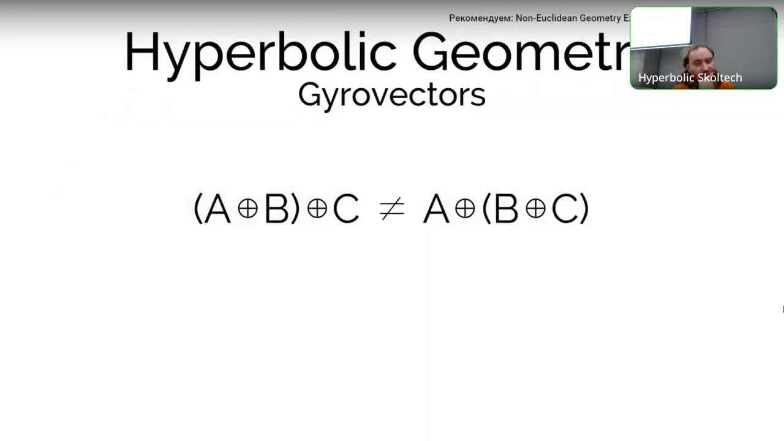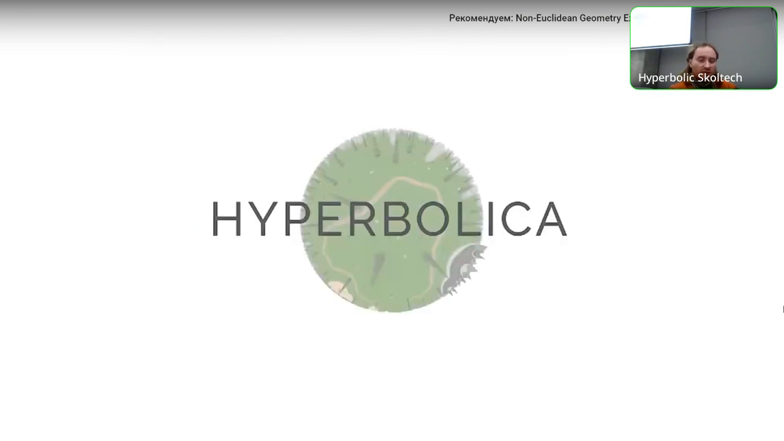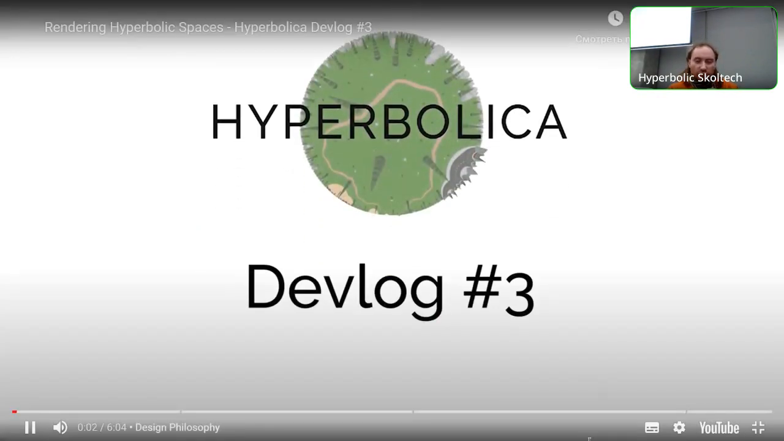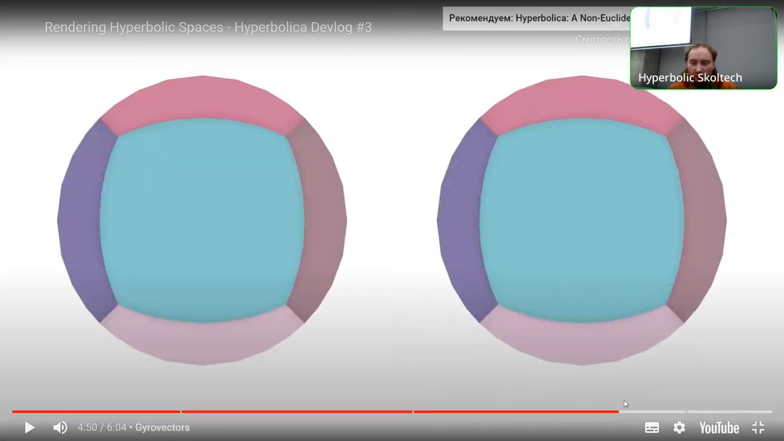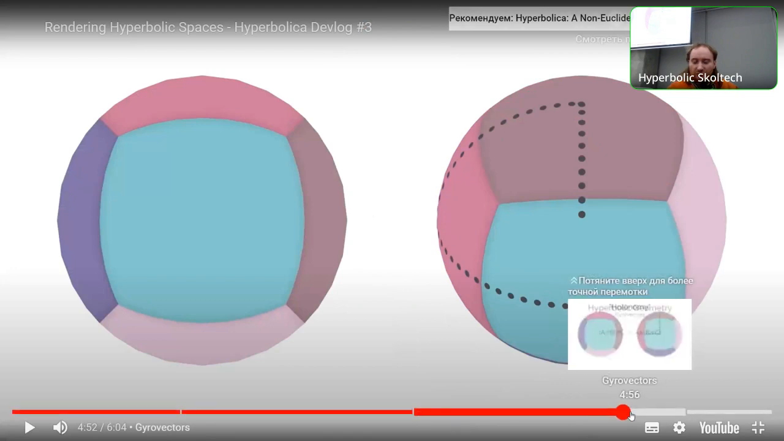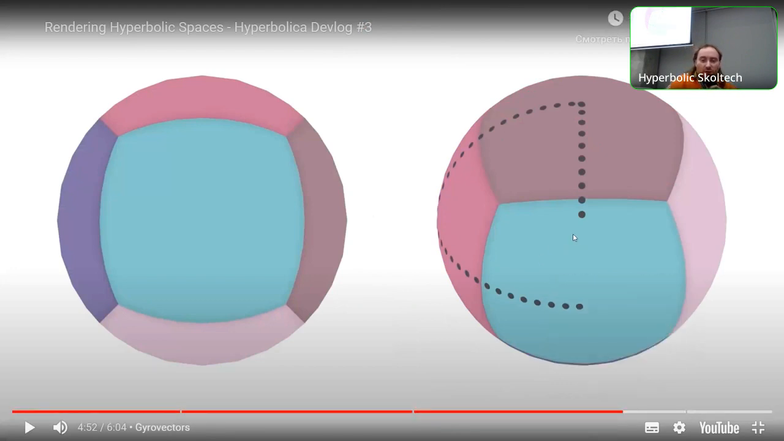Gyrovectors are also non-associative, unlike matrices. Let me return. I just wanted to say that holonomy is just when you are returning to the same point and something changes, like your direction. So you are orthogonal to your previous self.